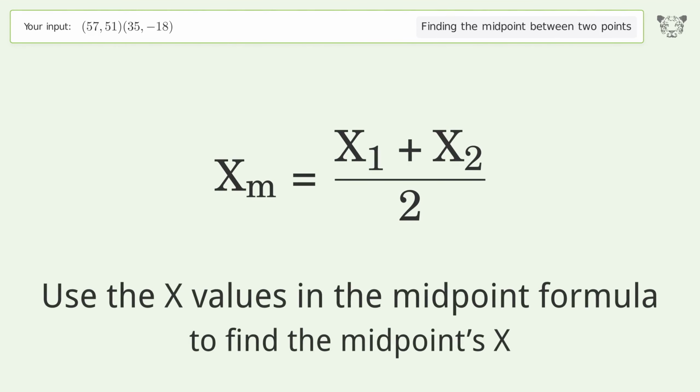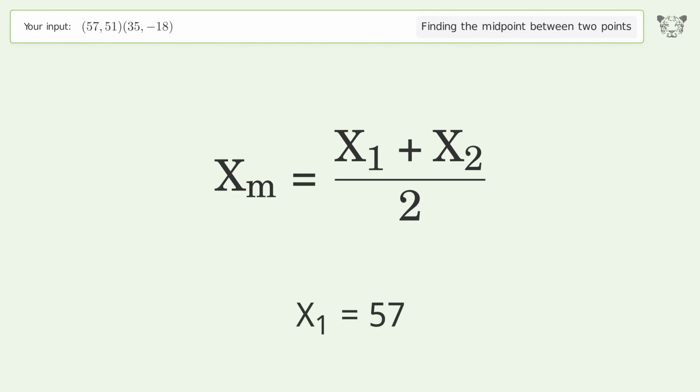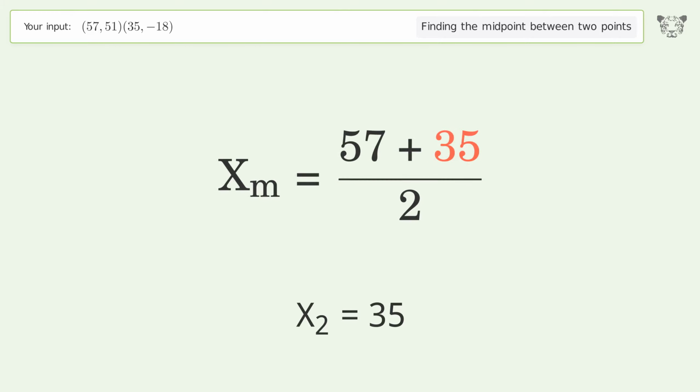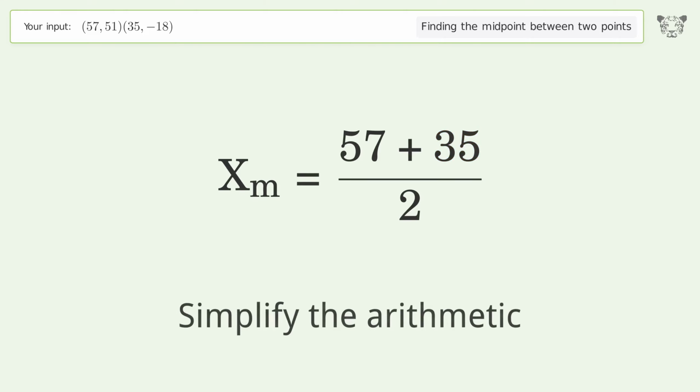Use the x values in the midpoint formula to find the midpoint's x. x1 equals 57. x2 equals 35. Simplify the arithmetic.